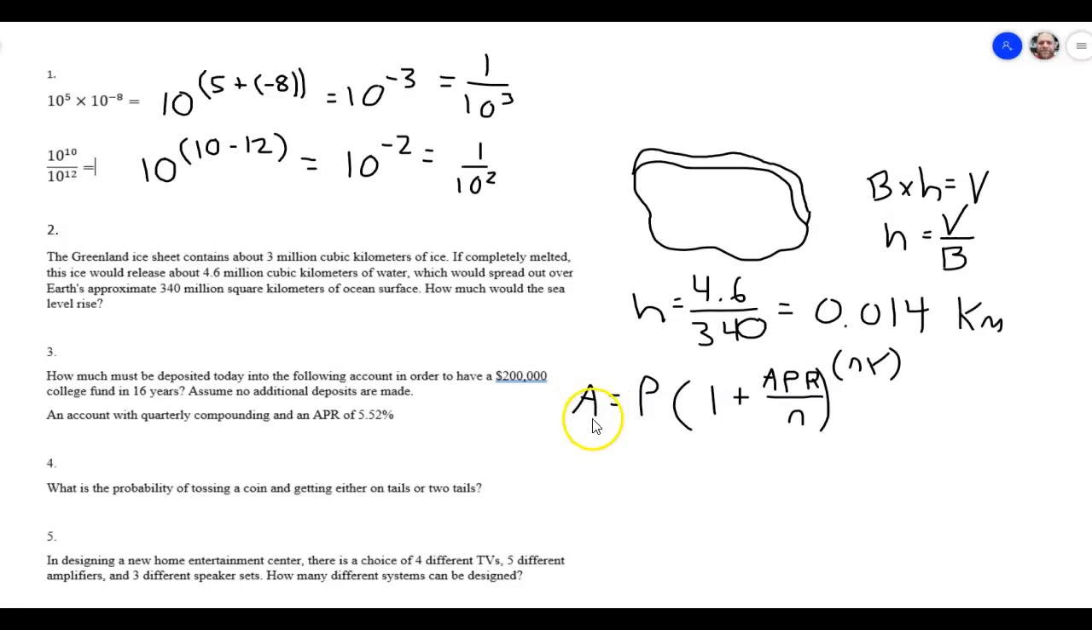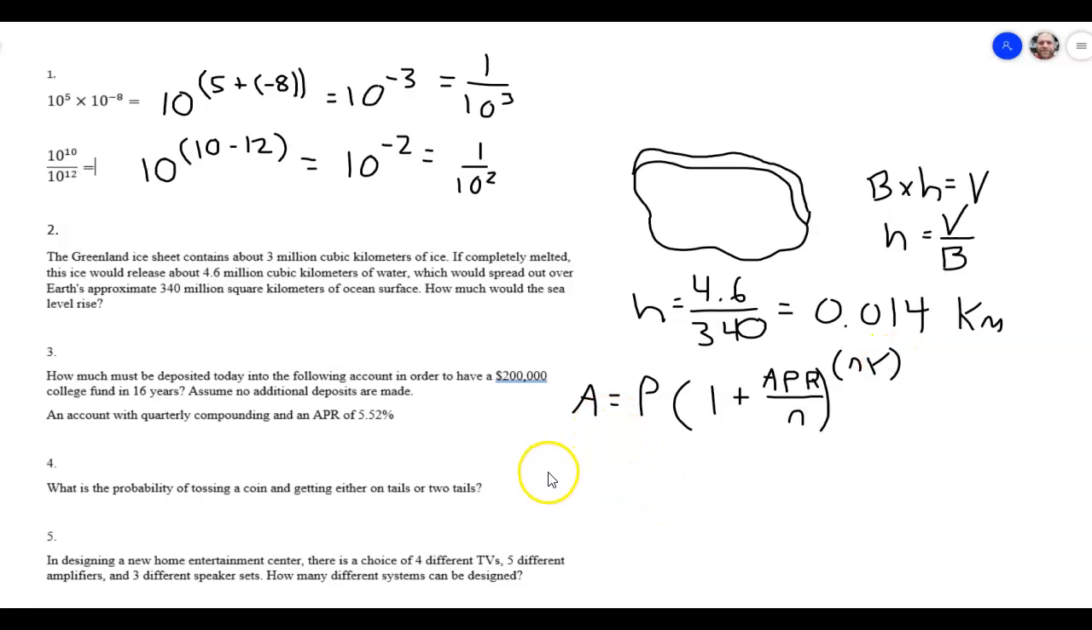So A is our total amount or our future value. P is the principal, that's the amount that we deposit. The APR is the percentage rate in decimal form. The N is the number of times per year that we're compounding. And then the Y is the number of years.